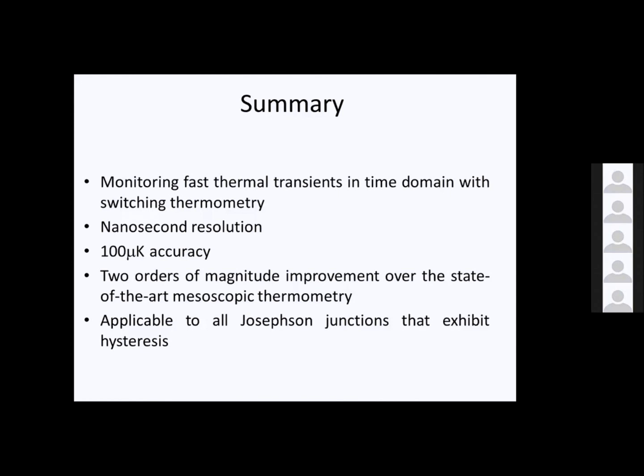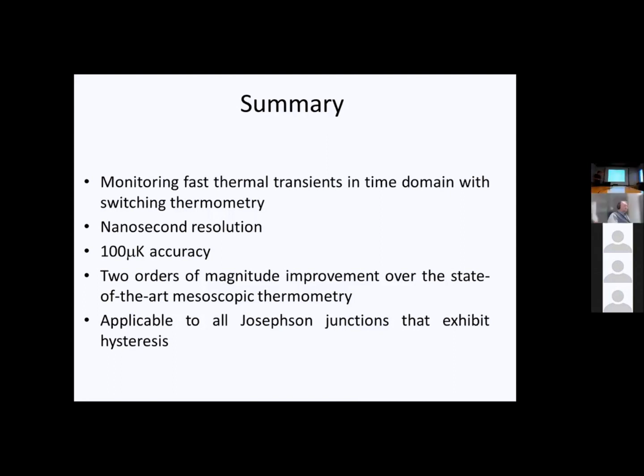fast in general, would be putting the thermometer into some resonator, microwave resonator, and then probing this resonator, you can see the variation of temperature in the real-time domain. But still, I don't believe you can go to, say, below 1 millisecond with this method.